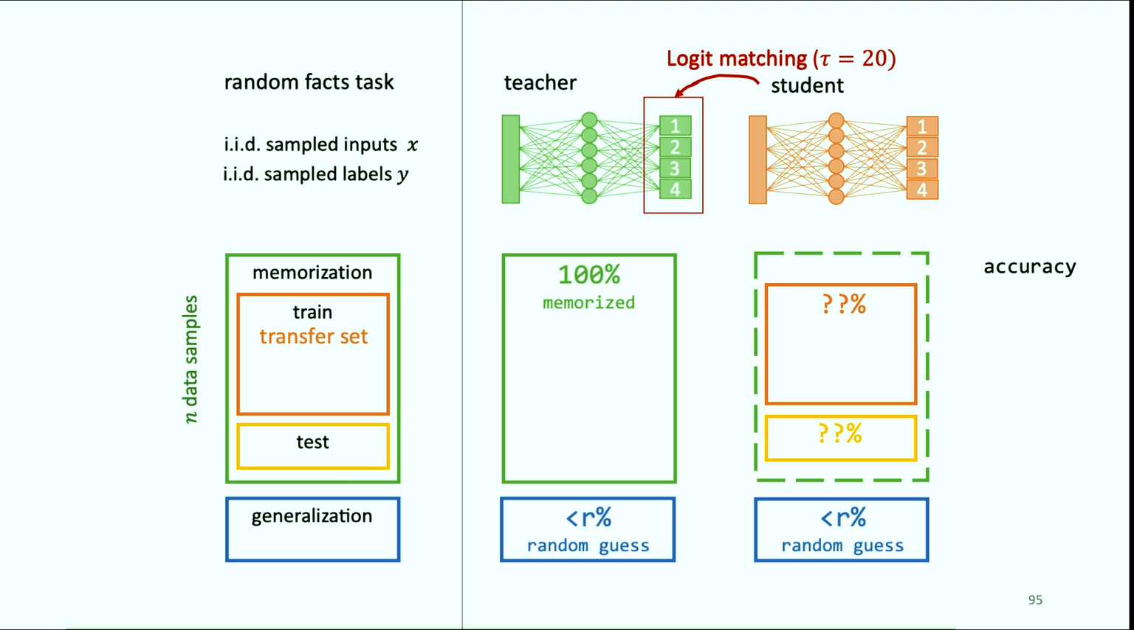So here the labels are independent of X. Everything is uncorrelated a priori, and the only correlation comes through the fact that it's learned by the teacher.